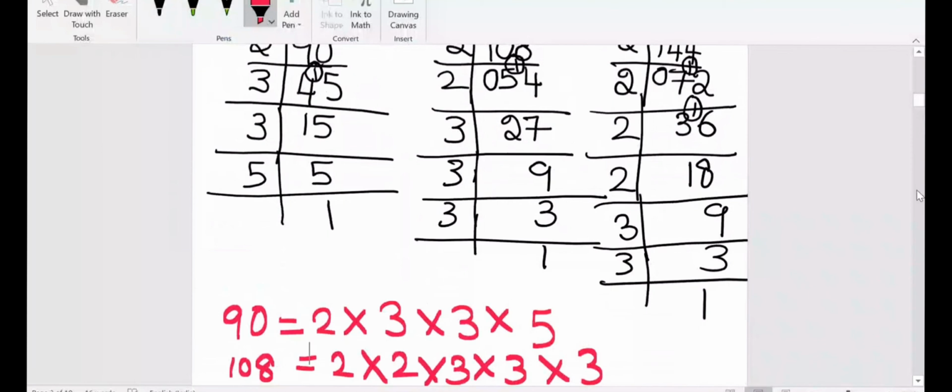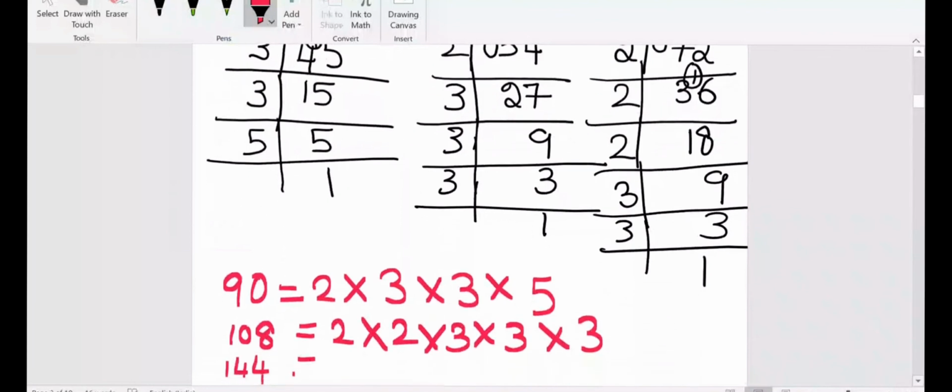Now what is the next one? For 144: 1, 2, 3, 4. 4 times 2 is there. I'll scroll down now. So I have 4 times 2 I should write. Okay, what is the next number? 3 came twice. Okay, fine. Now, what is the next step?